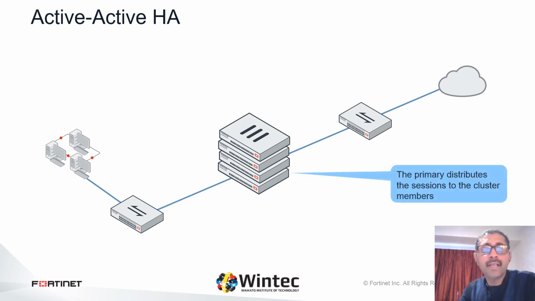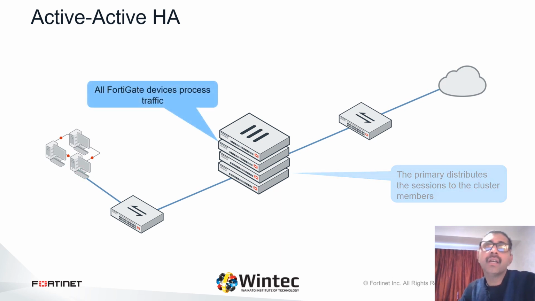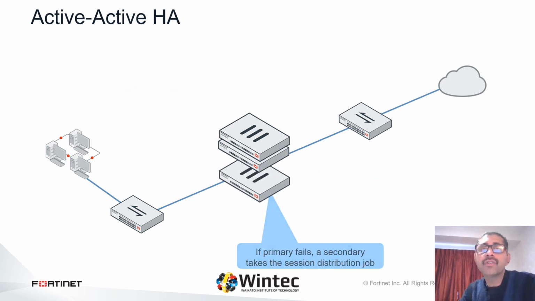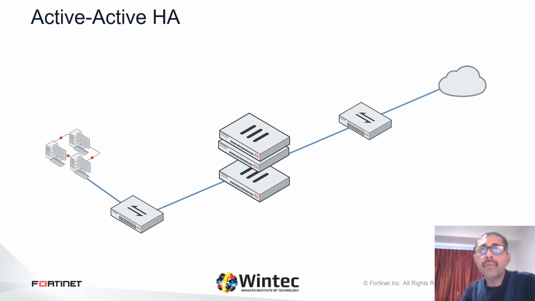The other mode is active, like active passive HA. In active high availability, all FortiGate configurations are synchronized. Also, if a problem is detected in the primary device, one of the secondaries will take over the role of the primary to process the traffic.